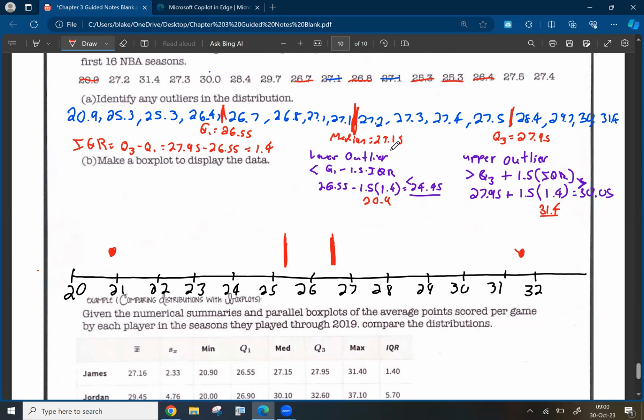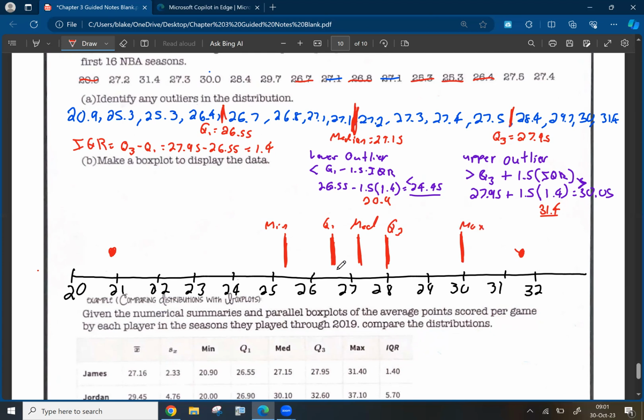Then our median at 27.15, so a little bit past 27 right there. Then Q3 at 27.95, so pretty much 28 nearly. And then our new maximum without the outlier is at 30. So we'll have a maximum of 30. These are the 5 number summary values. And so remember, this one was the new minimum. This one was Q1. This one was the median. This one was Q3. And this one was the maximum.